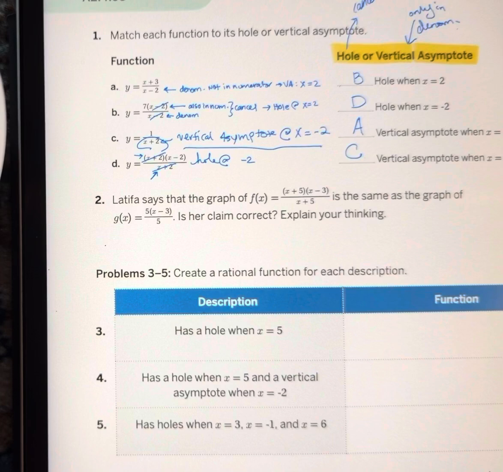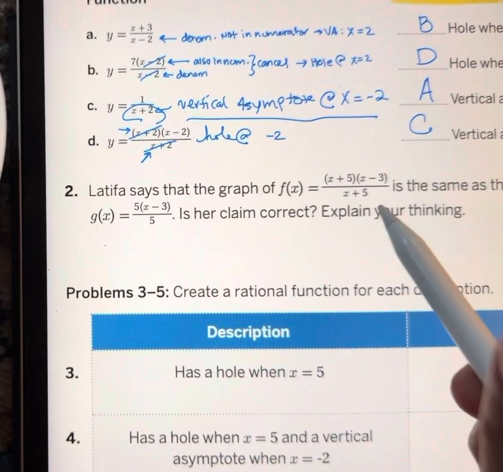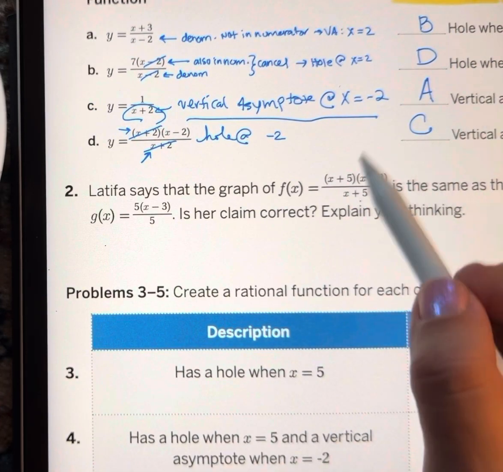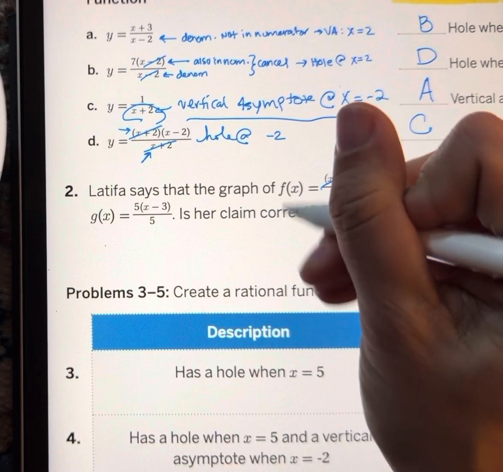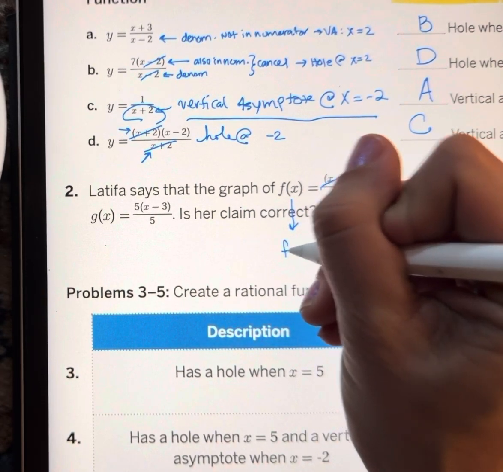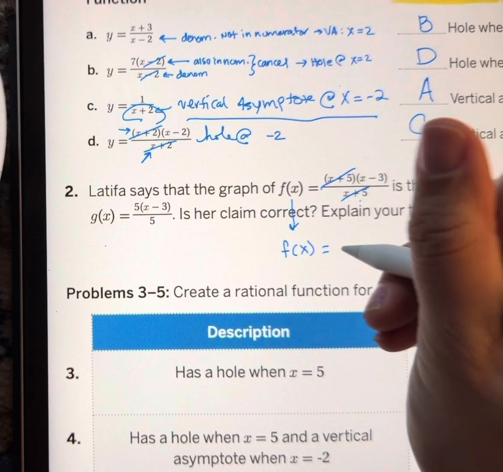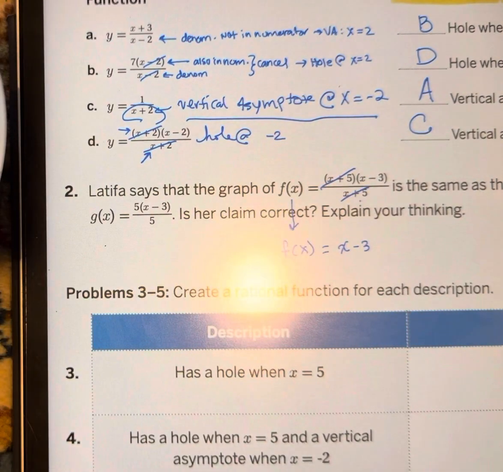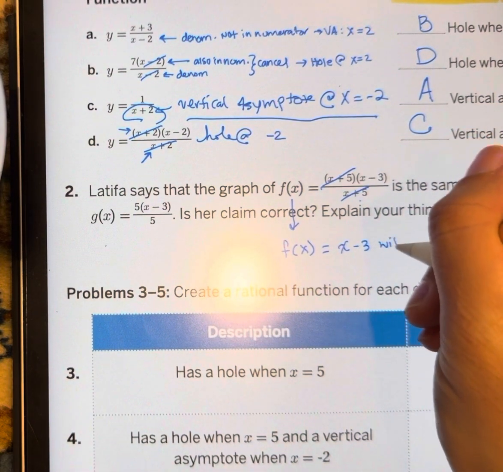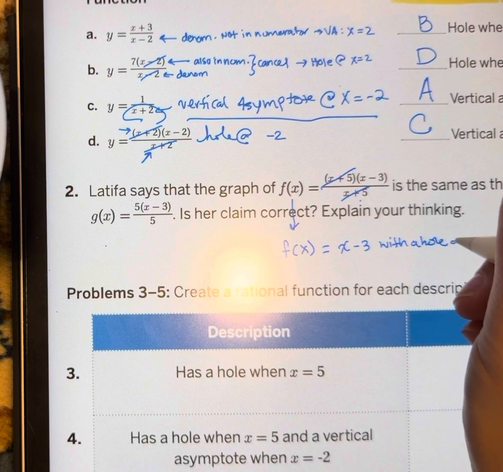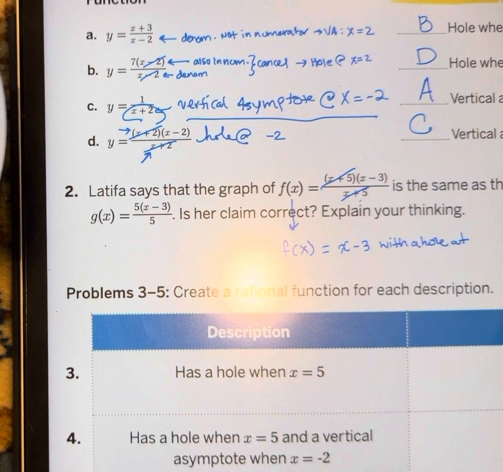Latifa says that the graph of blah blah blah is the same as the graph of blah blah blah. Is it correct? Well, let's see. This graph has an x plus 5 and an x plus 5 that cancel out. So f of x is really just x minus 3. But it's not just x minus 3. It is x minus 3 with a hole at what we canceled, which was -5. That's what f of x is.